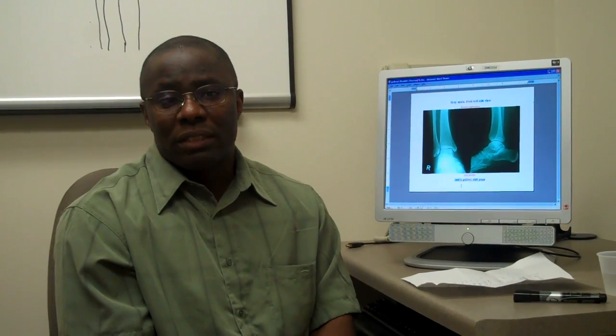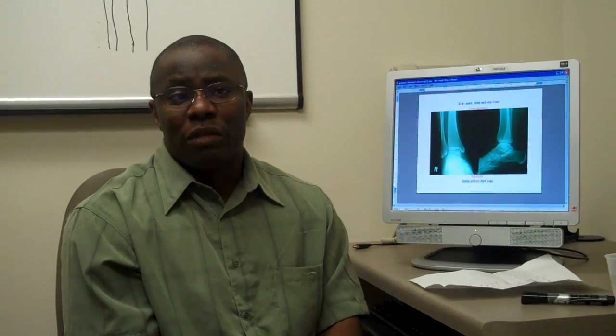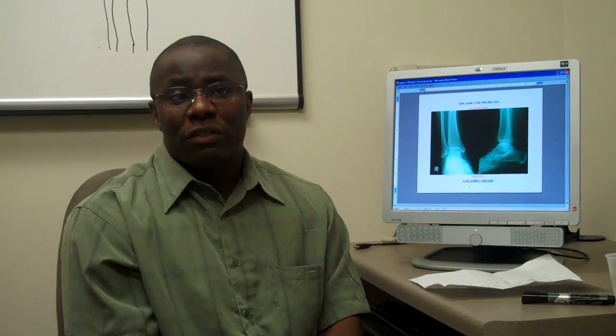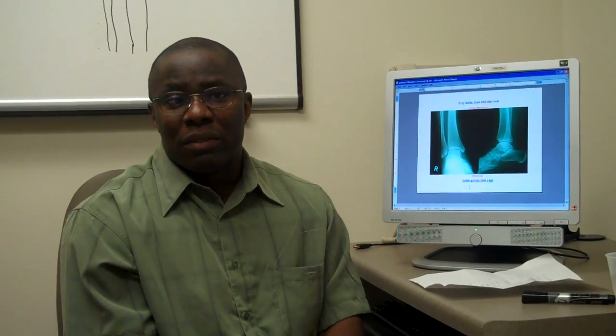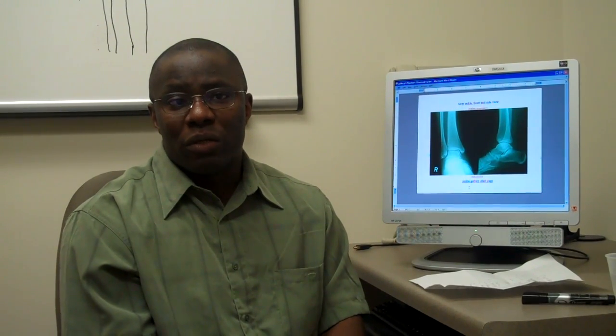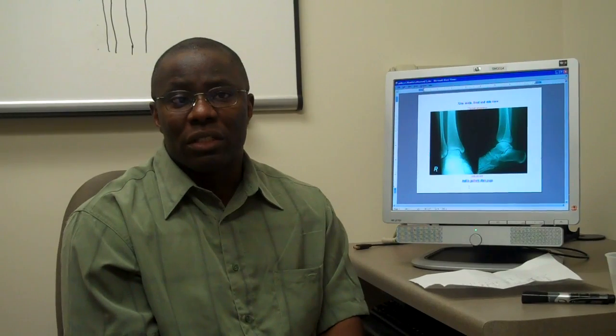Number two is the biomechanical issue, and that has to do with the alignment of your feet, for example. If you're flat-footed versus if you're high-arched, that certainly can change the stresses on your shin, and that can cause a lot more pain in the shin.